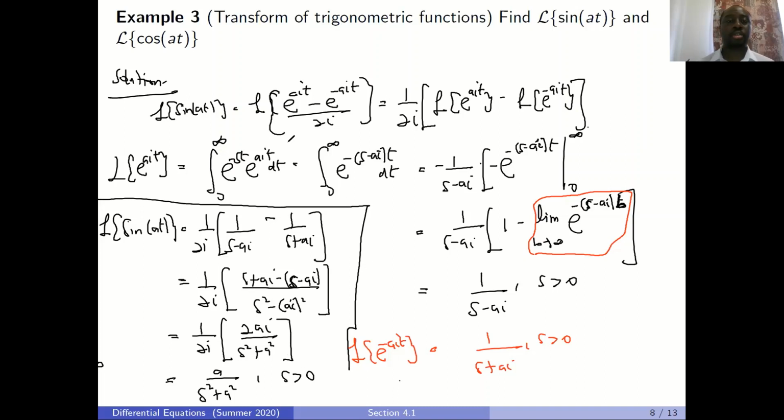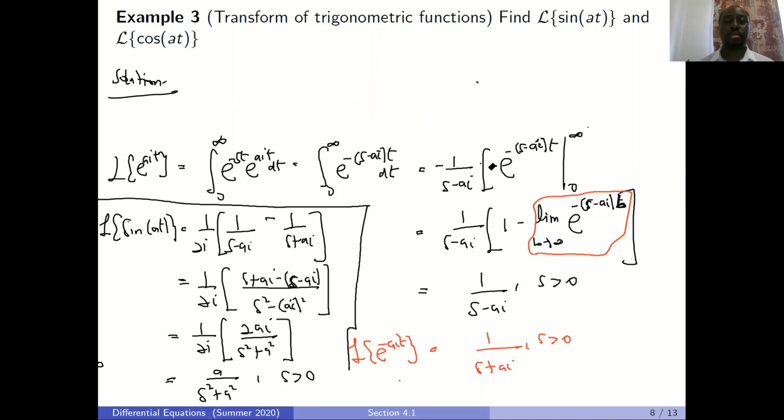Okay, now you can use the same idea to show that the Laplace transform of the cosine of at is s over s squared plus a squared for positive s. So it's defined for all s positive.